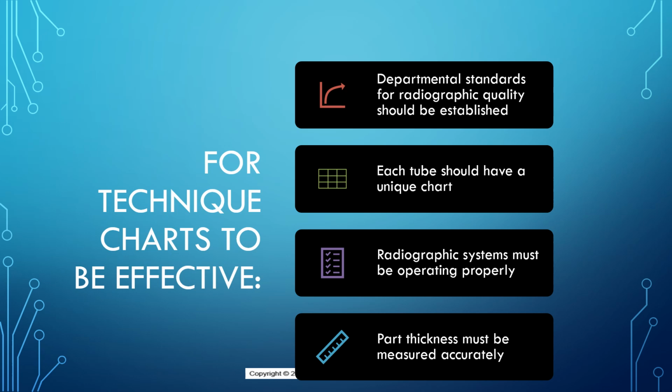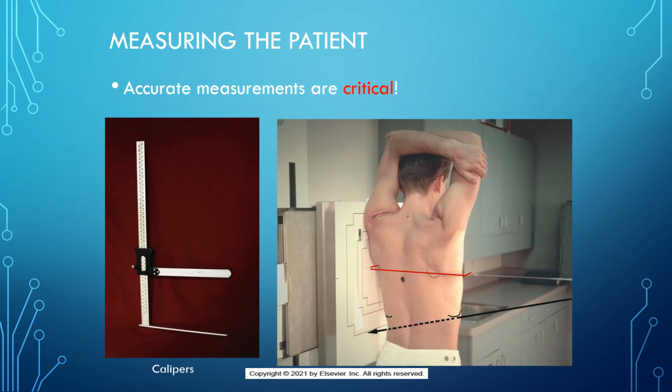Okay, part thickness measured accurately. And I'm required to tell you that the caliper is the correct instrument for measuring body part thickness, and you should measure it at the orientation of the central ray. So you see the red line passing through the inferior angles of the scapula. That's where the measurement should be taken, not the black dotted line at the bottom of the image receptor. Okay, part thickness through the middle of the body part is what should be measured.